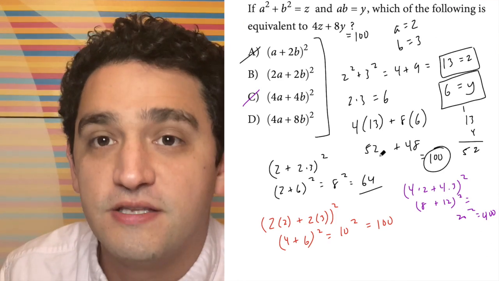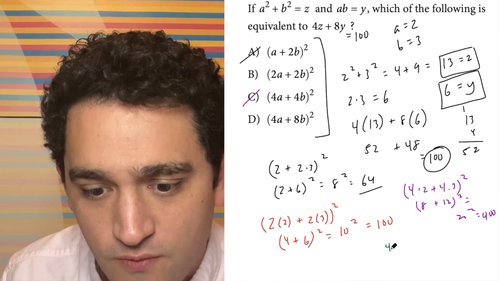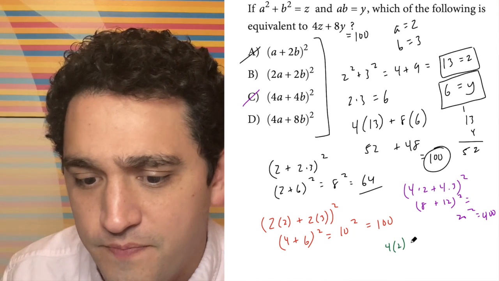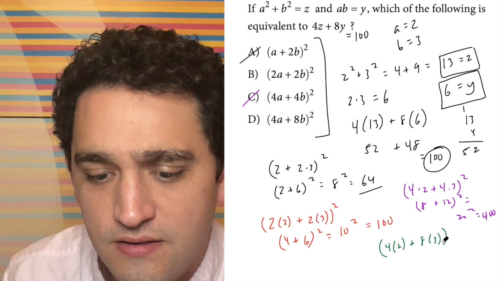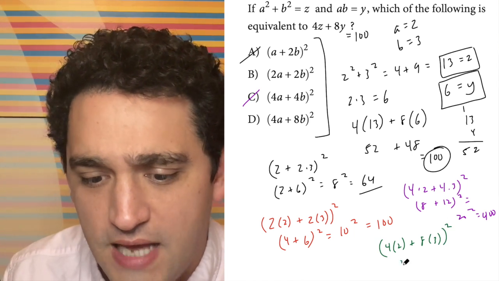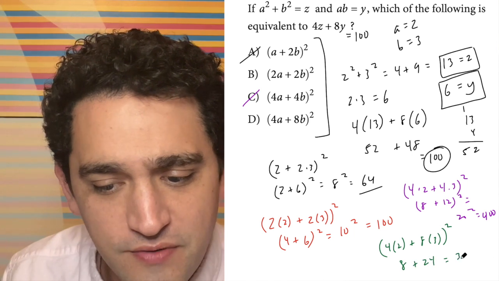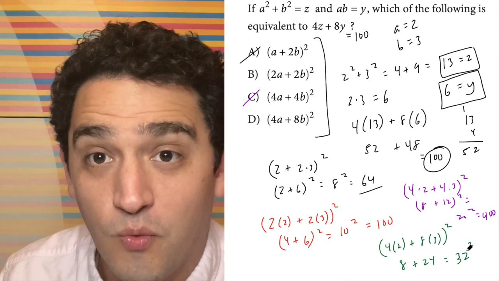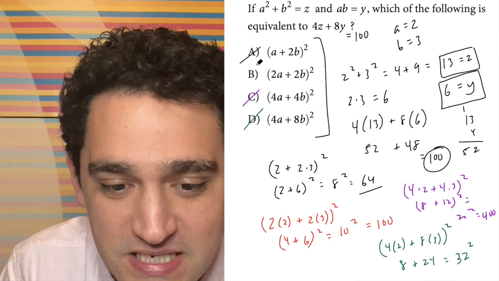Just for kicks, let's try D. That's 4A plus 8B. So it's going to be 4 times 2 plus 8 times 3 squared. 4 times 2 is 8. 8 times 3 is 24. We get 32 squared. I don't even want to solve for that. I know it's way bigger than 100. So our answer must be B.